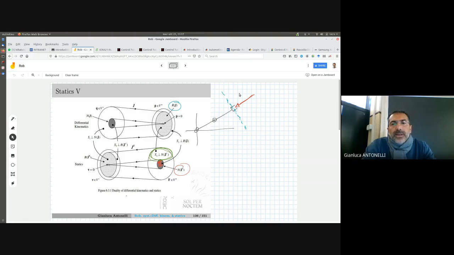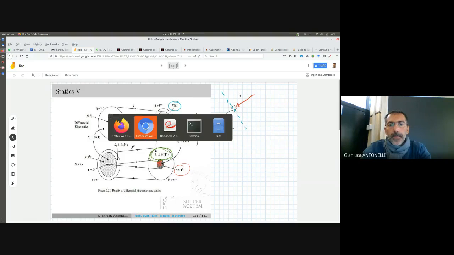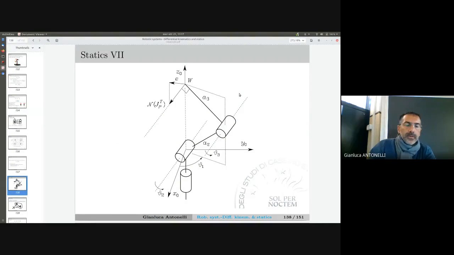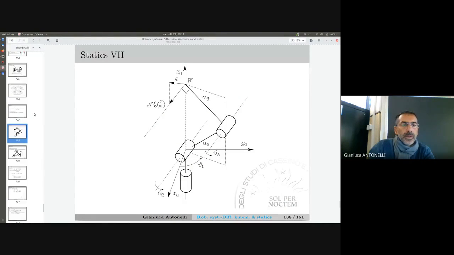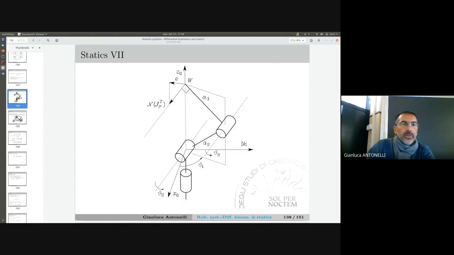Now, clearly, velocities and forces are strongly related to each other in any robot, sorry, in robotics. So in this case, for example, I see that I cannot produce forces in this direction, of course, and I can produce velocities in this other direction. Okay, this was just to try to clarify those aspects.